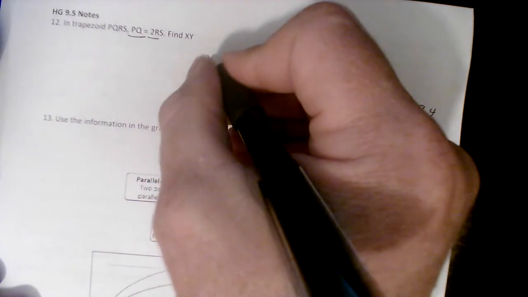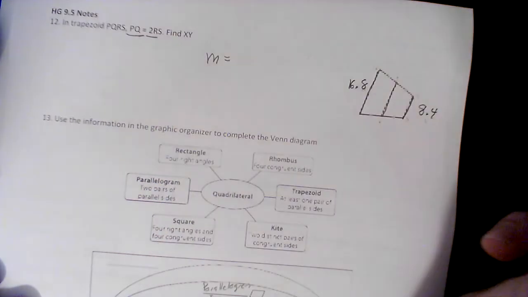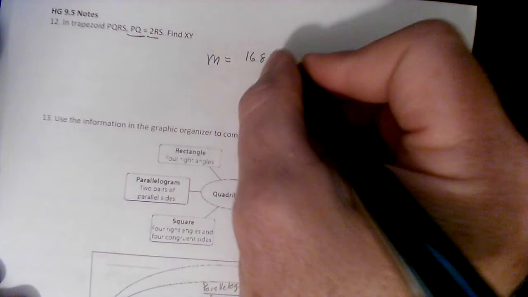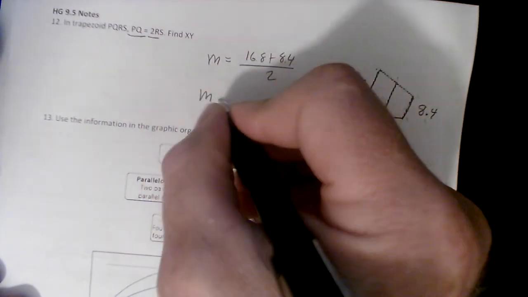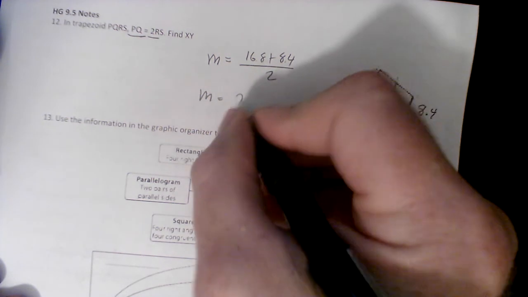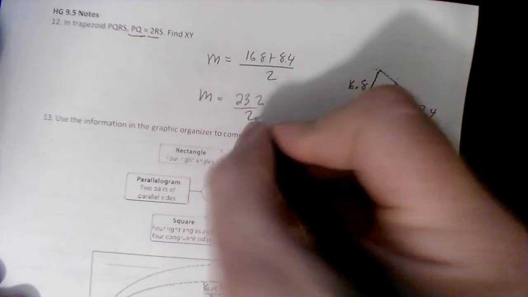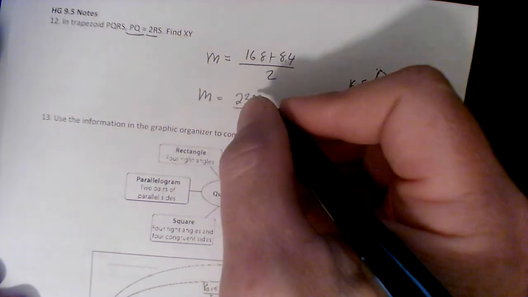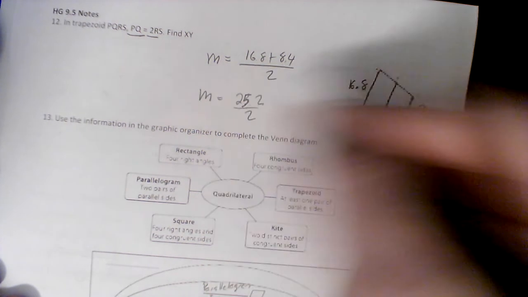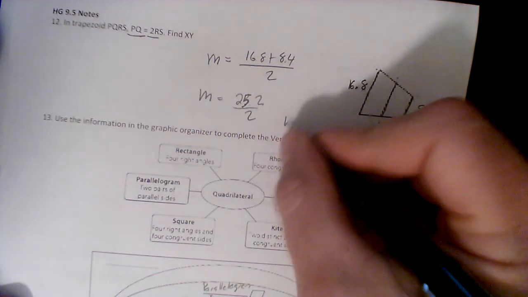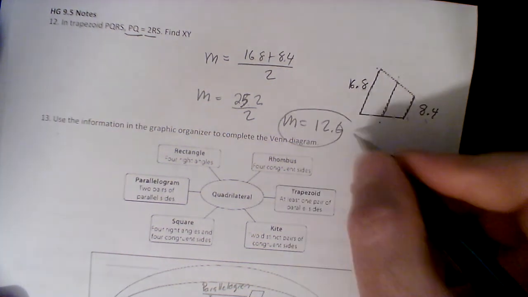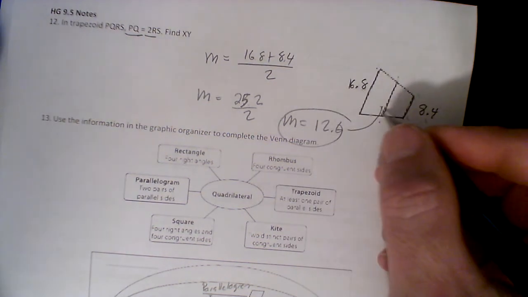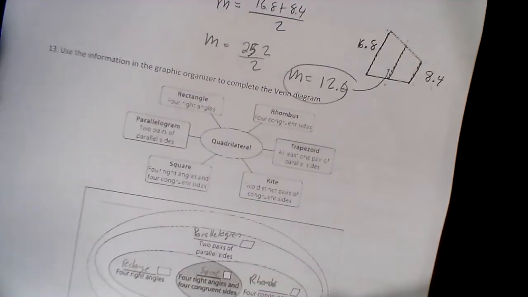So I would say my midpoint, my midsection, is equal to those added together, 16.8 plus 8.4, and we're going to go right in the middle, so we divide it by 2. So my midpoint is equal to, what was that, 23.2 divided by 2? Nope, I did that wrong. 25.2 divided by 2, which means that midsection is going to be 12.6. Right there is 12.6.